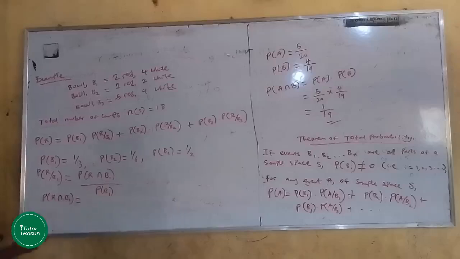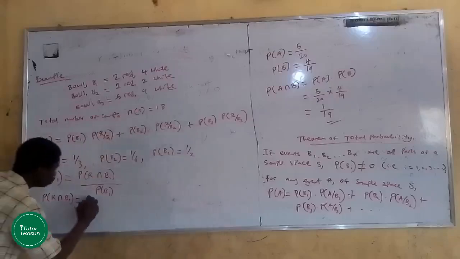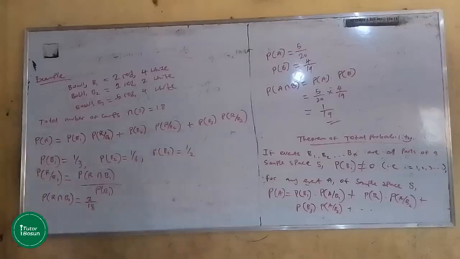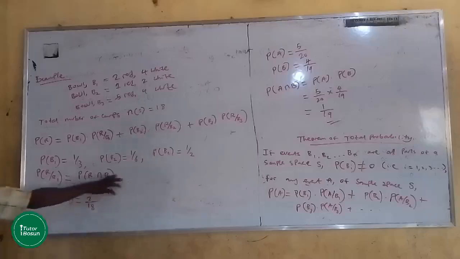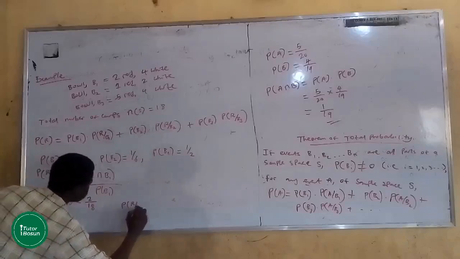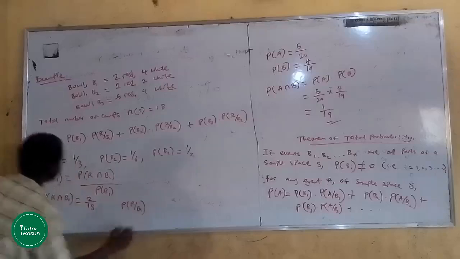That is the probability of a red chip inside B1. How many red chips are we having in B1? We are having 2 red chips. What's our total number of sample space? Our total number of sample space is 18. That's automatically 2 over 18. So we've gotten it to be 2 over 18, then we can go to the probability of R given B1.